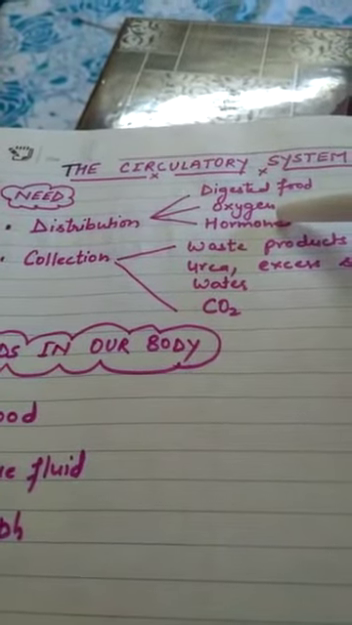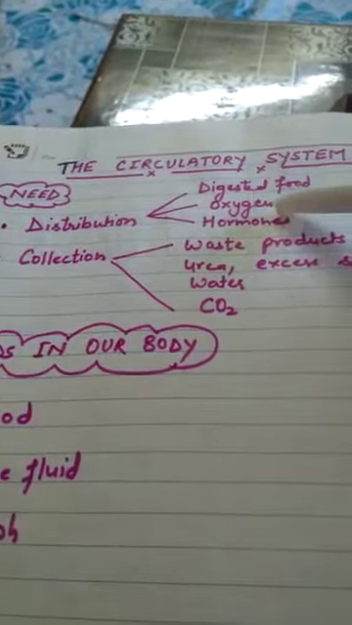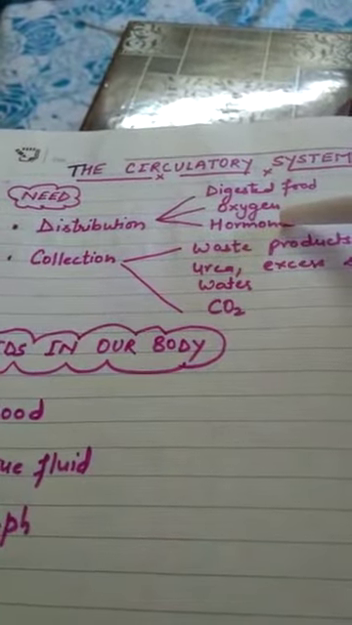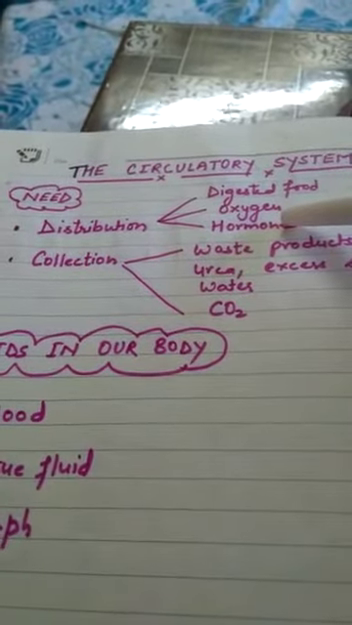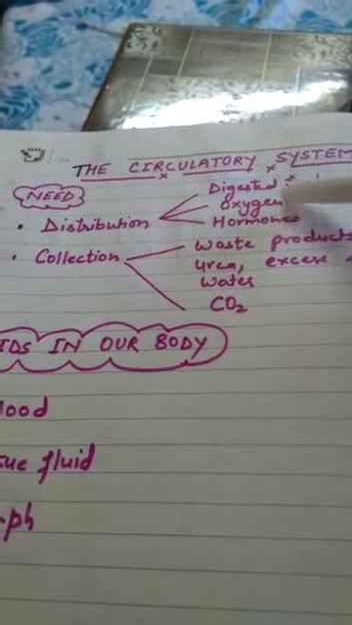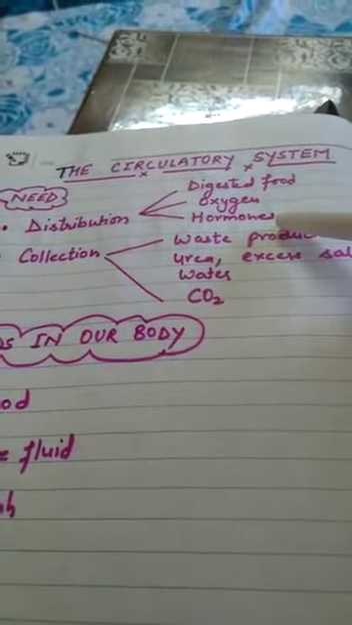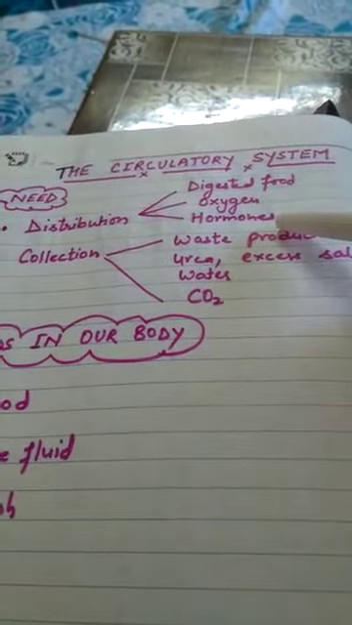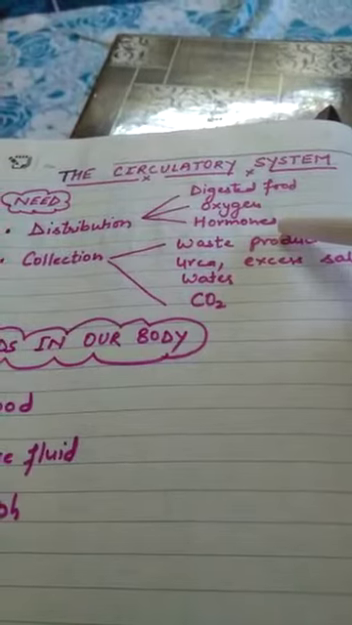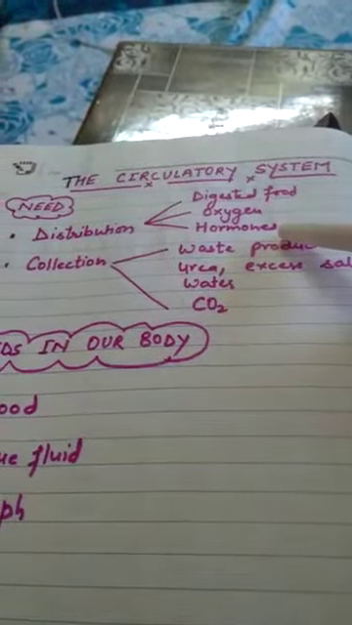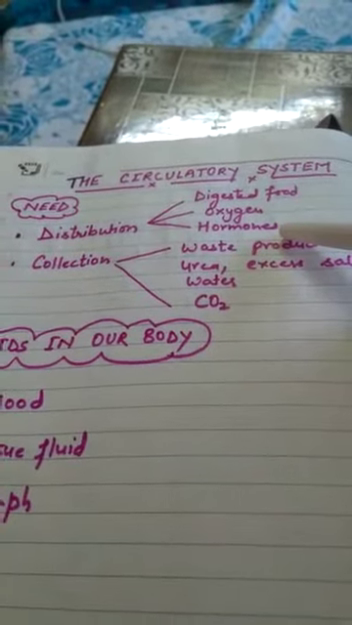Distribution of respiratory gases. So oxygen is distributed to various parts of the body through the circulating fluid or the circulatory system. In the same way, hormones are produced by endocrine glands, but their target organs are far away from them, so they also need to be distributed to their organ.